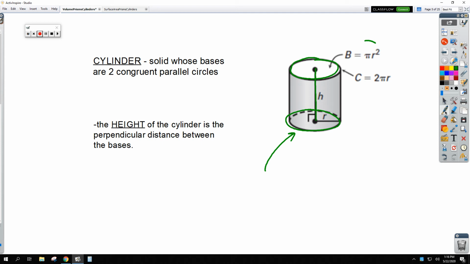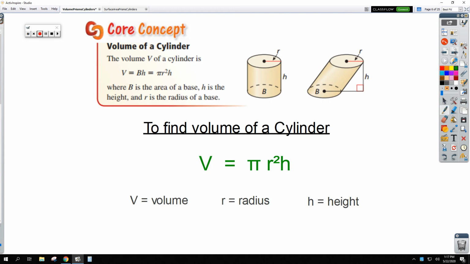Now if you notice, the B area formula is already there. It's the area formula for a circle, pi r squared. And the C stands for circumference of a circle is given there as well, 2 pi r. And that's going to come into play when we talk about the volume formula of a cylinder. Okay? This is pretty much the volume formula for a prism, which is base area times height.